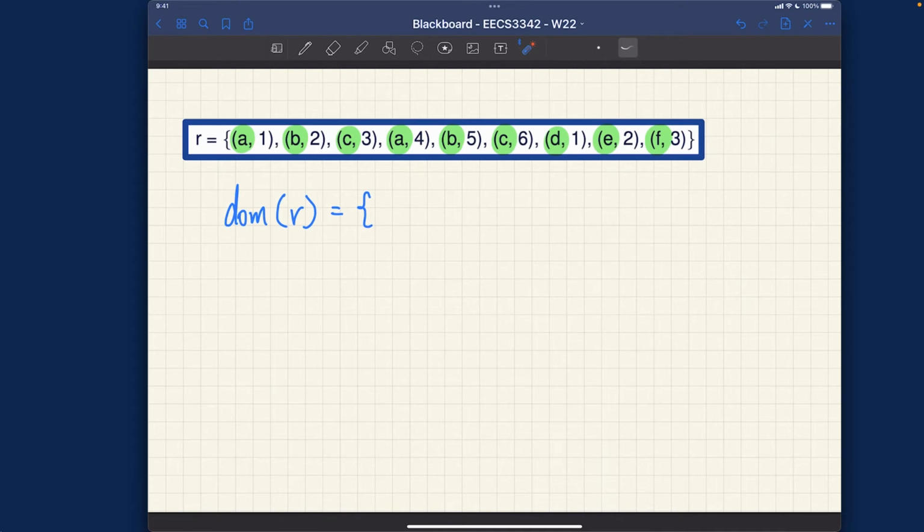So overall, we got A, B, C, and A, B, C, D, E, F, right? You're going to remove the repetition. So we got A, B, C, and also D, E, and F. Very simple. That's the domain of the relation R. Okay, that's the first one.